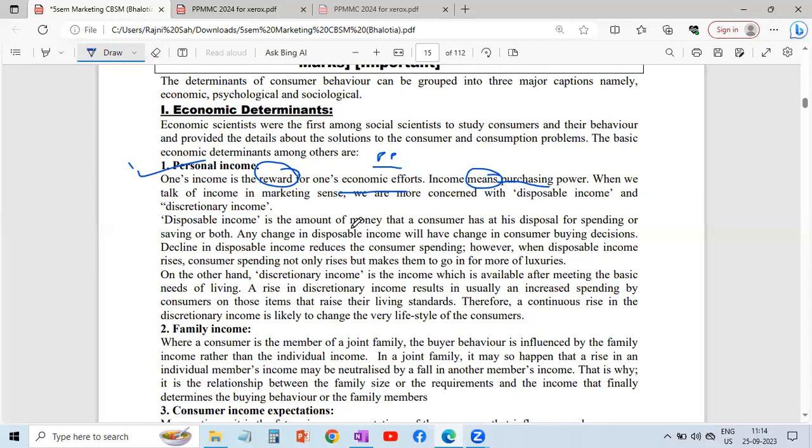So what we can see here is that when we talk of income in the marketing sense, we are more concerned with disposable income and discretionary income. Now we need to understand what we mean by disposable income and what we mean by discretionary income. Disposable income is the amount of money that a consumer has at his disposal for spending or savings, both. That means whatever income is left after all our necessary expenditures, the income which is left in our hands, which might be for spending or for saving. So any change in disposable income will change consumer buying decisions.